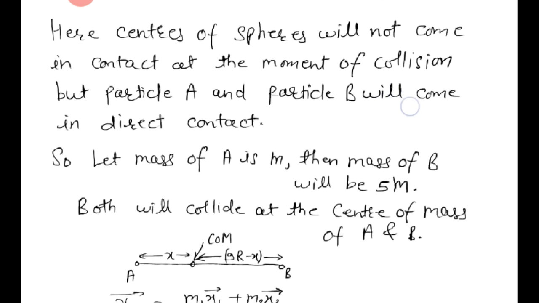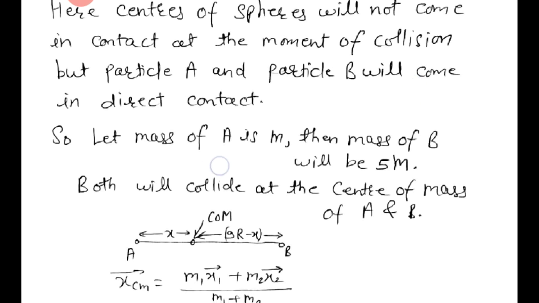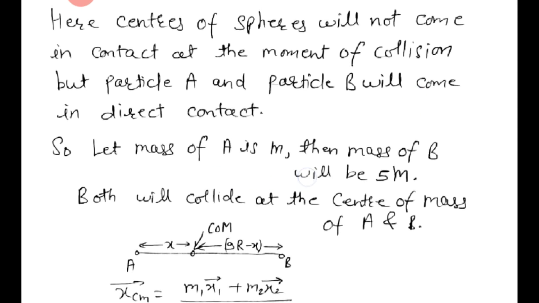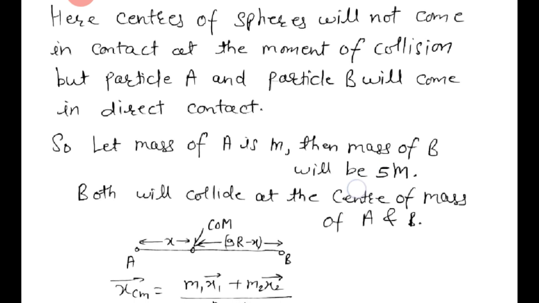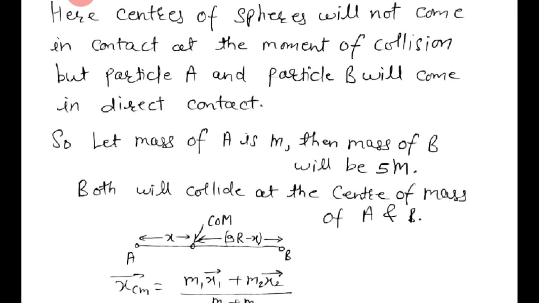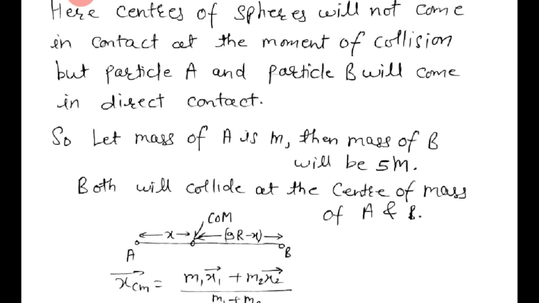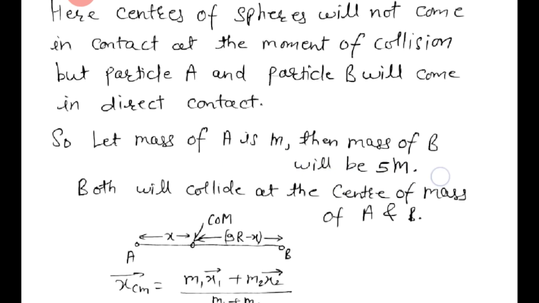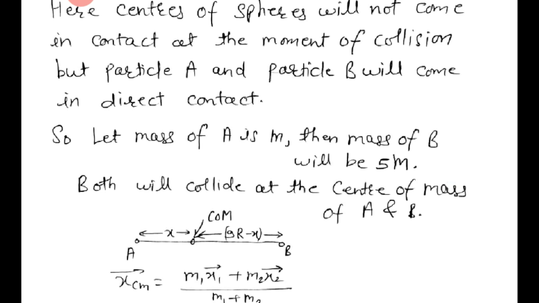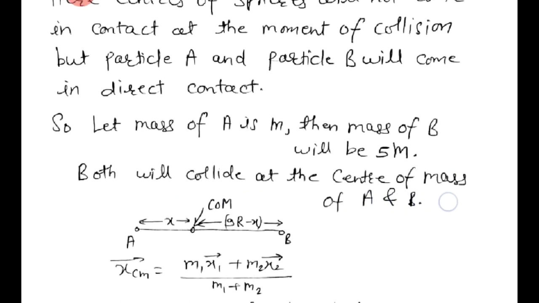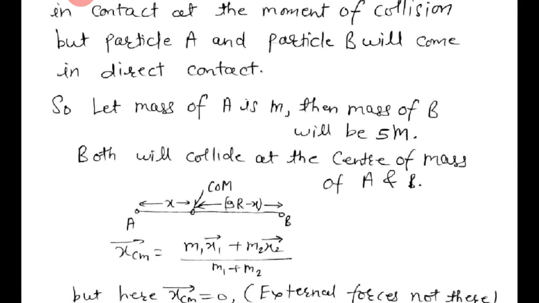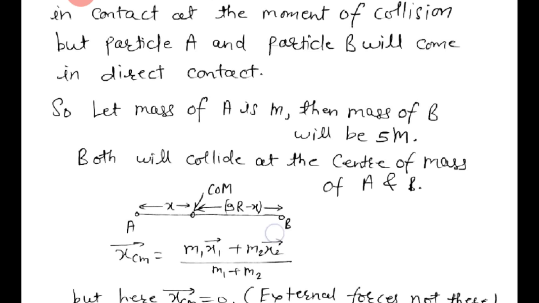Okay. So let the mass of A be small m and the mass of particle B be 5m, because here we know that both the objects are uniform. So ratio-wise, we can say that if the mass of A is m, then the mass of B will be 5m. Okay, and both will collide at the center of mass of A and B. So here we are going to find the center of mass of A and B.